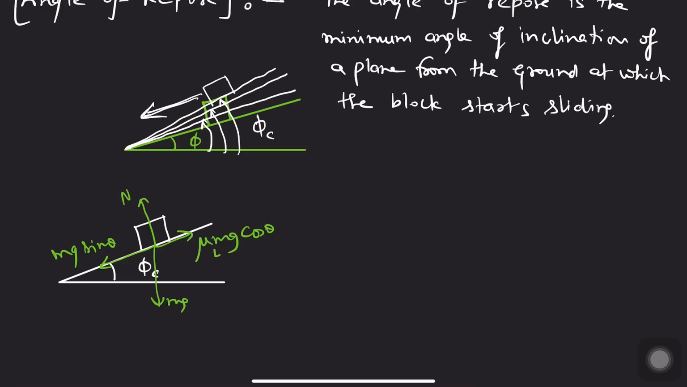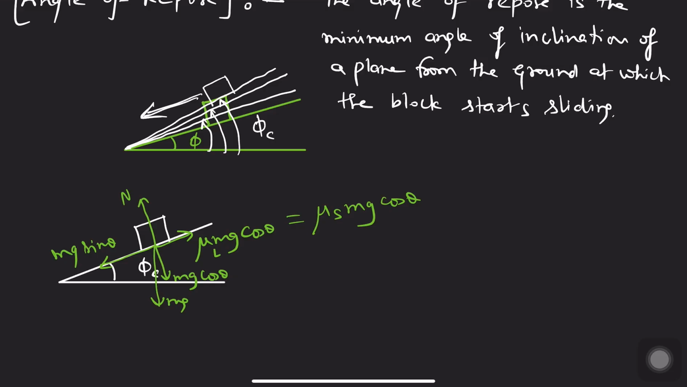This mu will be mu limiting, meaning the maximum limit of the static friction coefficient, the capacity of the friction that you could have. Are you getting my point or not? Or we can say mu s. So it is mu s mg cos theta, because the normal force will be equal to mg cos theta. We have already discussed these things in NLM, and I hope you know this. So mg sin theta, and this is mg cos theta.